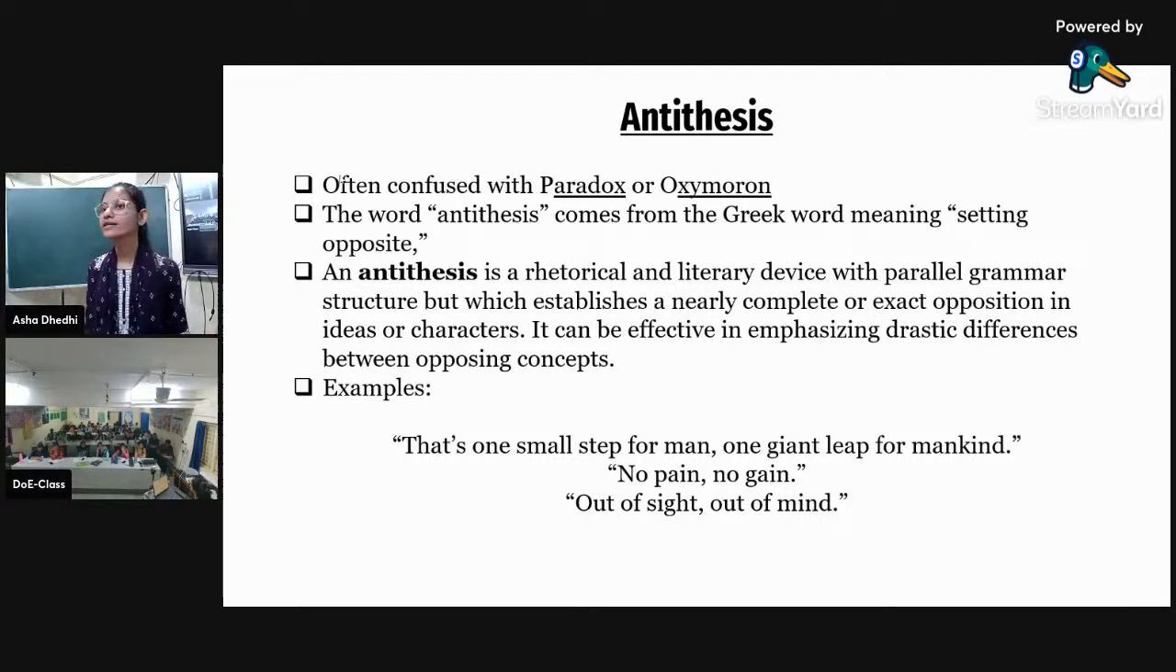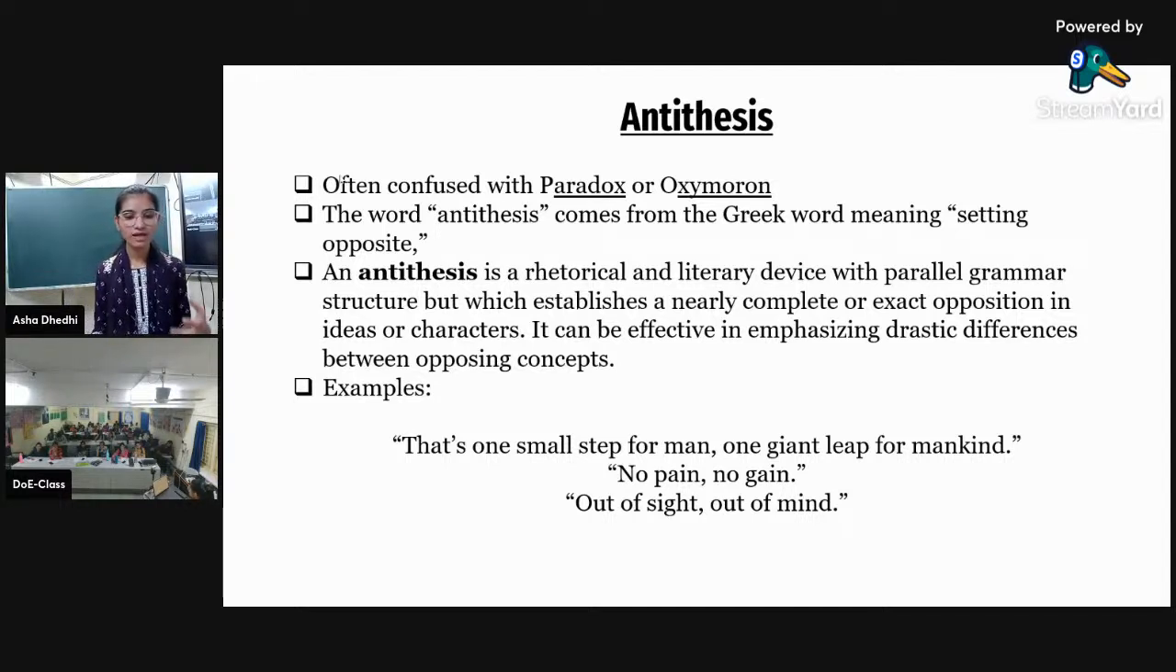But within antithesis, you have to look for the use of a comma, right? That is the identifying marker that you have to find: whenever antithesis is used, there are two paradoxical ideas presented within a sentence, but they are bound by a comma. So antithesis is a rhetorical and literary device with parallel grammar, right? You have to see the grammar structure as well, which establishes a nearly complete or exact opposition in ideas or characters. It can be effective in emphasizing the drastic differences between opposing concepts.